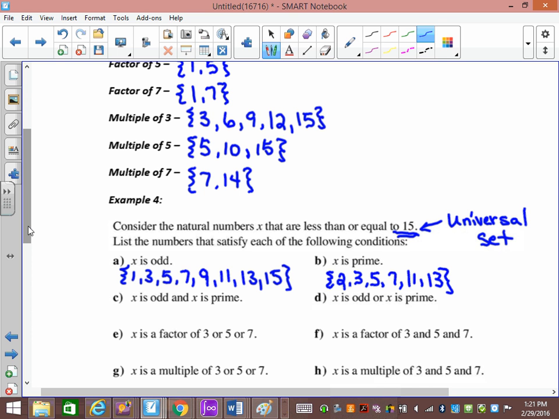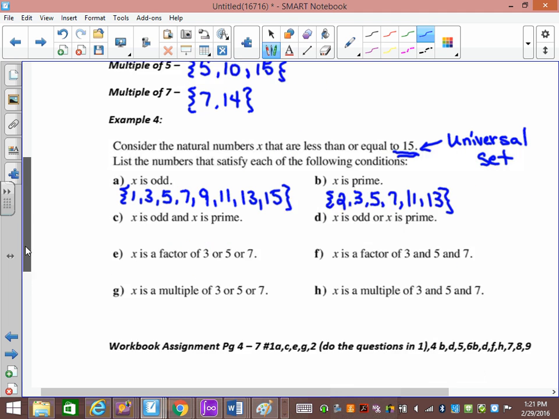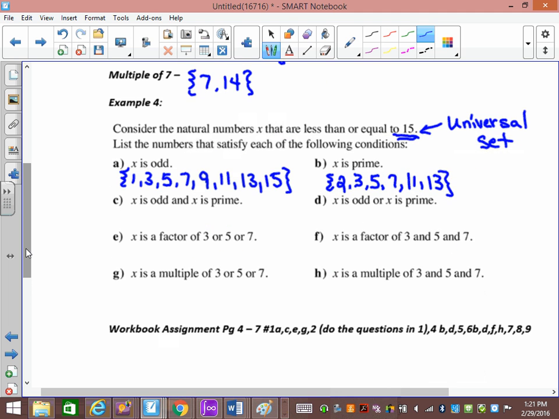Now the word and means you need to be this and this. You need to be both. So if I'm asking you if x is odd and x is prime, what numbers satisfy x is odd and x is prime? 3, 5, 7, 11, and 13. So and means you need to be both, or else we can't count you.